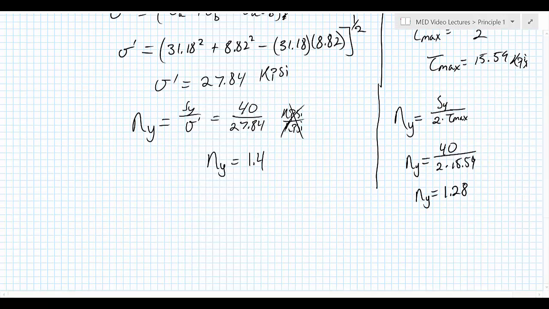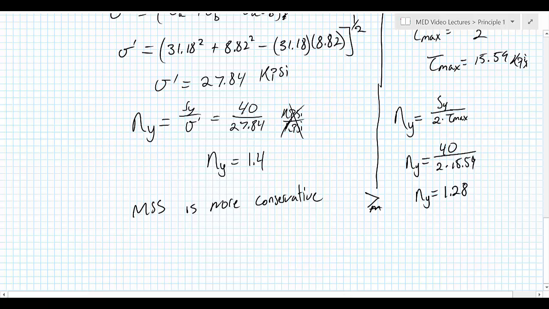So if we compare these two, we'll notice that the distortion energy factor of safety will always be greater than or equal to the maximum shear stress one. In this case, it's greater than. And the reason is that maximum shear stress theory is more conservative. But distortion energy actually lines up with our data better. So in this class, we'll mostly be using distortion energy.